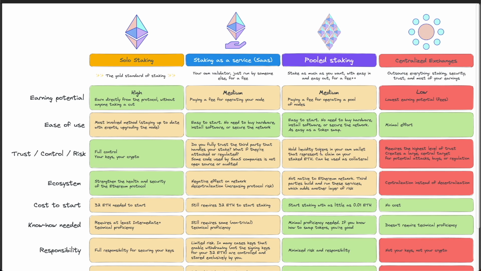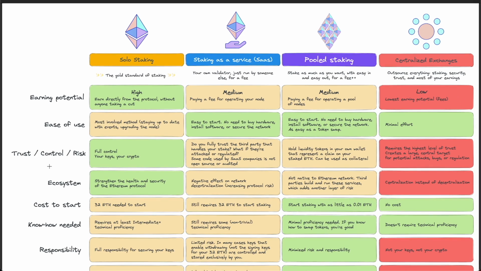With pooled staking, it's really easy to start. There's no need to buy any hardware or install any software or secure a network. It's as easy as a token swap. If you can swap a token, you can probably start pool staking. Centralized exchanges, very similar. If you can buy a cryptocurrency on centralized exchange, you can probably also start staking there as well. It's as easy as that. What are the trust, control, and risk factors?